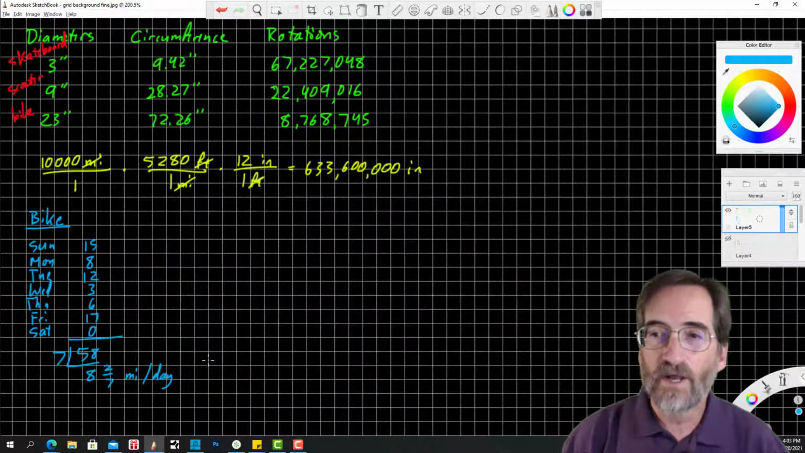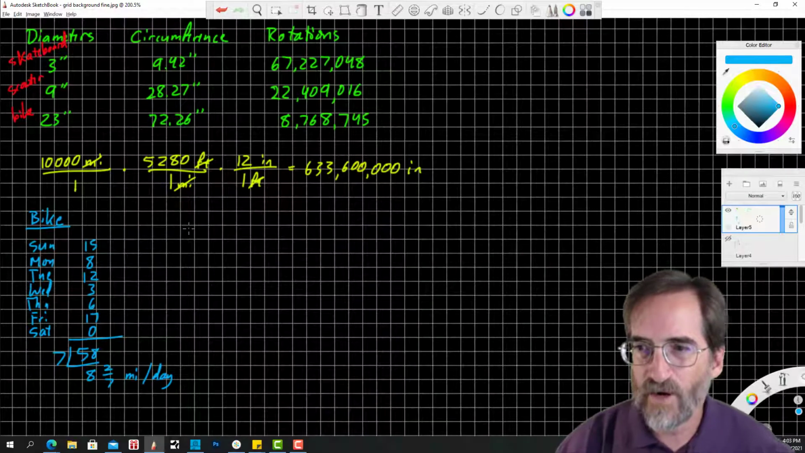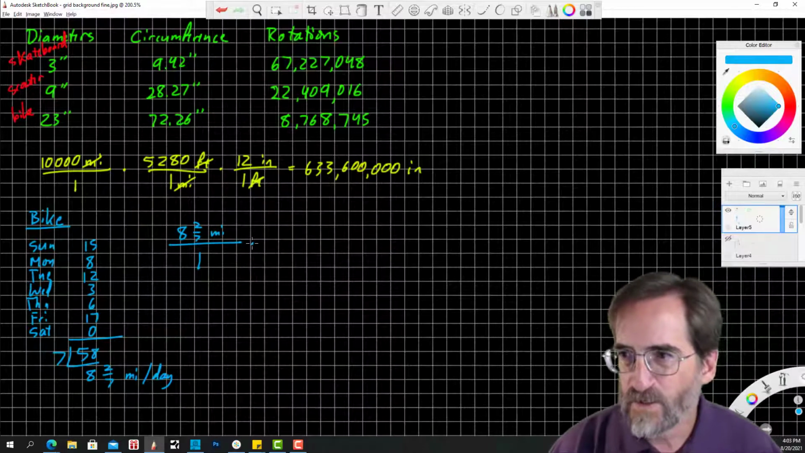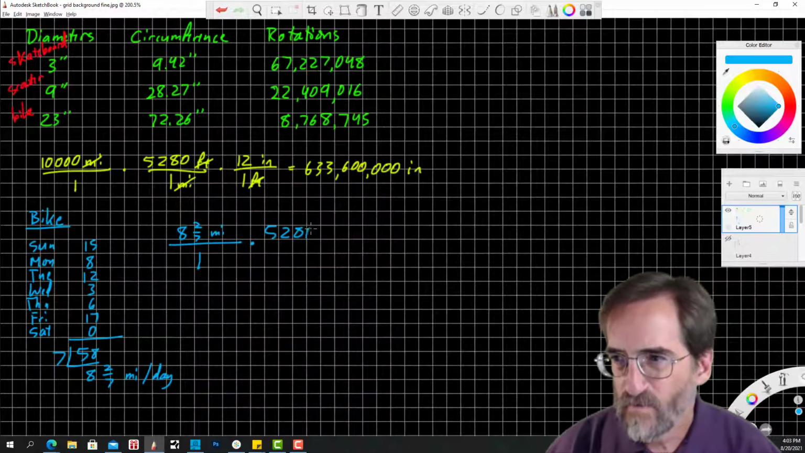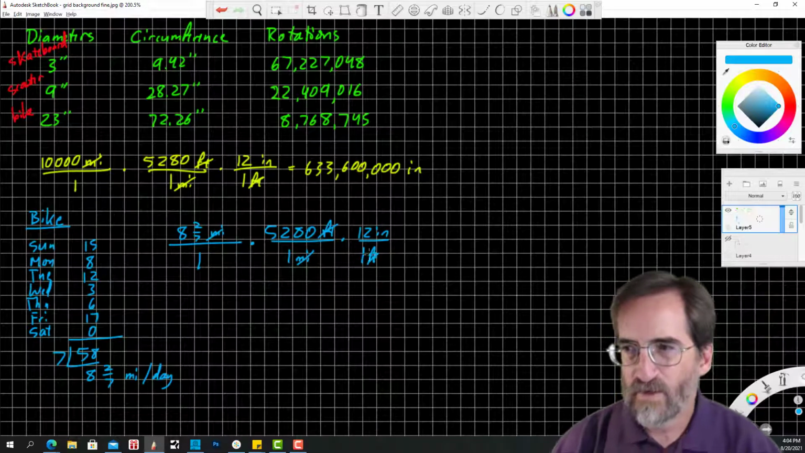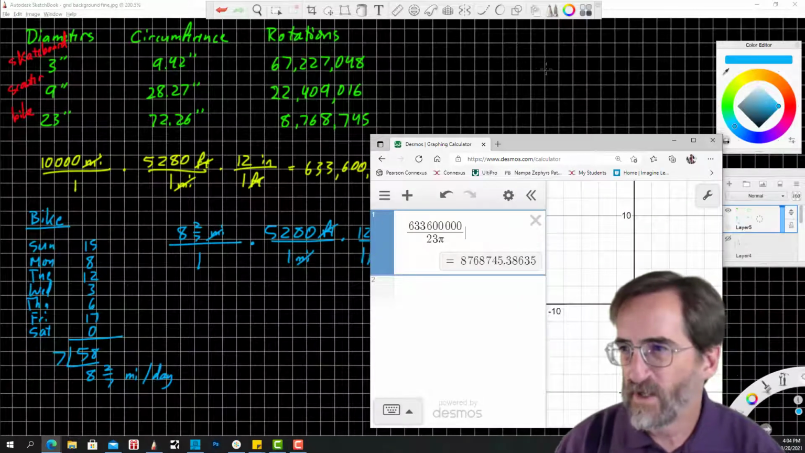So to figure out how many rotations that is, we need to figure out the inches per mile, right? So 8 and 2/7 miles, where you need to convert those miles. 5,280 feet is 1 mile, and 12 inches is 1 foot. So feet cancel, miles cancel. We are left with inches. So let's bring up Desmos and do that calculation.